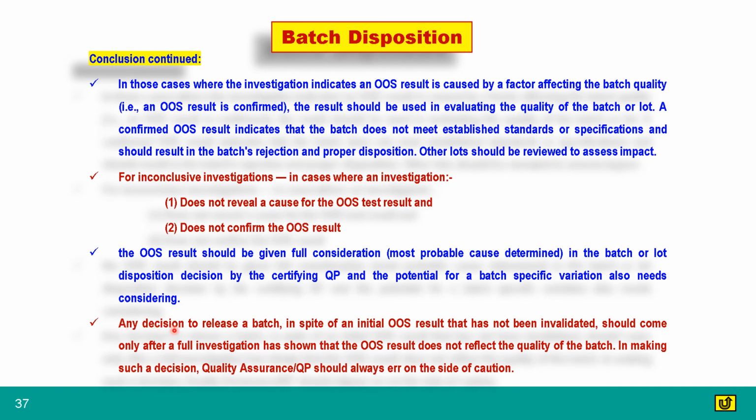Any decision to release a batch, in spite of an initial OOS result that has not been invalidated, should come only after a full investigation has shown that the OOS result does not reflect the quality of the batch. In making such a decision, Quality Assurance / QP should always err on the side of caution.